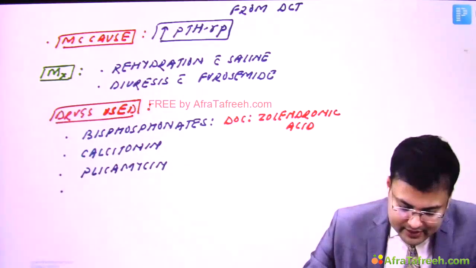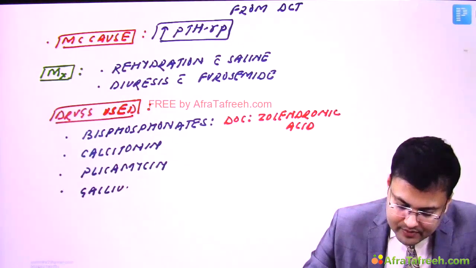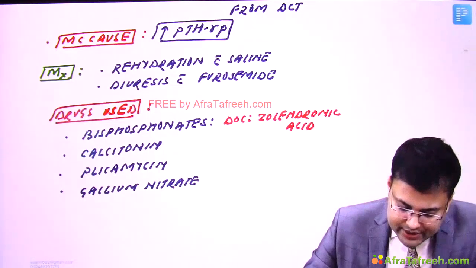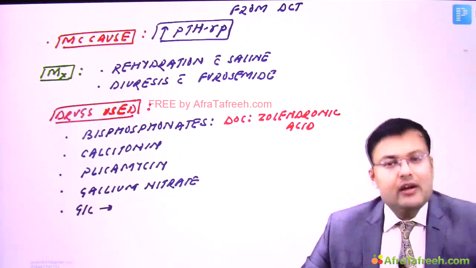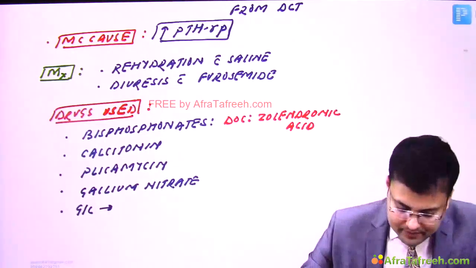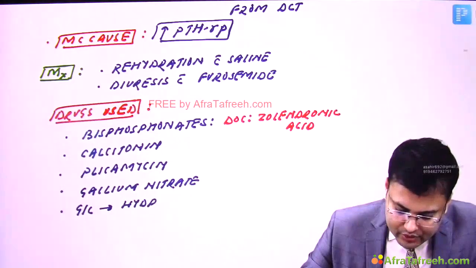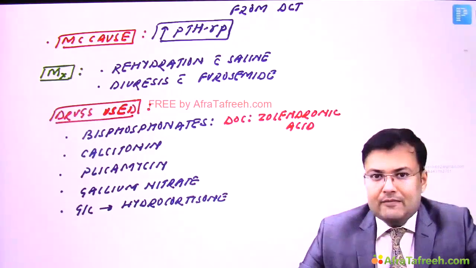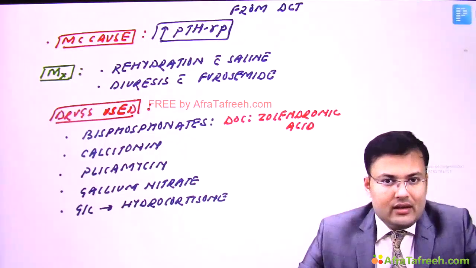We can give gallium nitrate, and we can use glucocorticoids. Which one is given? We give hydrocortisone. Hydrocortisone. Clear? And what is the relation of this hypercalcemia of malignancy in relation to COVID-19?